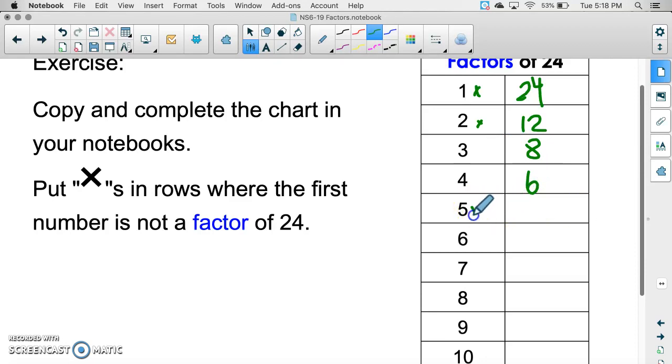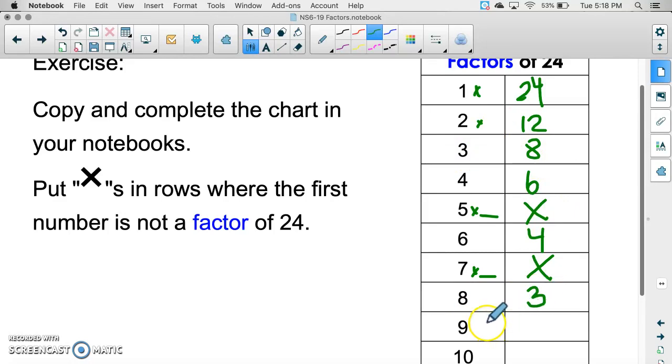Is it possible to multiply 5 times something to get to 24? No, so for now, we're just going to put a big X in this column. We've already seen that 4 times 6 equals 24, so we automatically know it's the opposite, so 6 times 4. 7 times nothing can get us to 24. That one doesn't work, we're going to put an X. We already found above that 3 times 8 gives us 24, so now we can just reverse that pair, so 8 times 3.